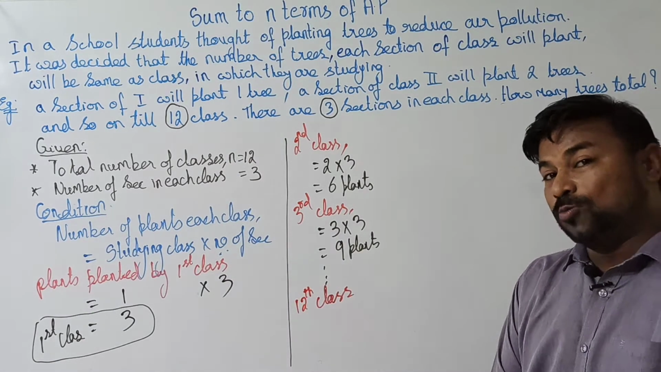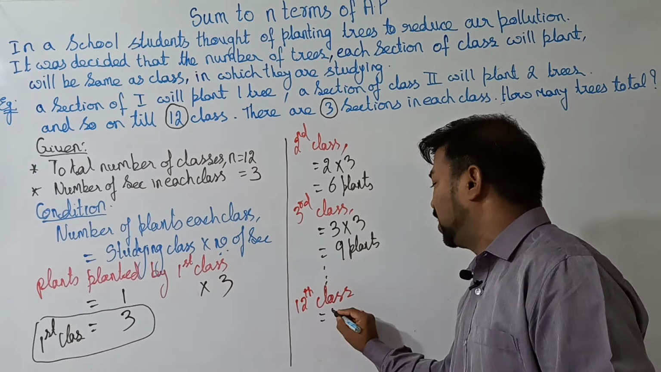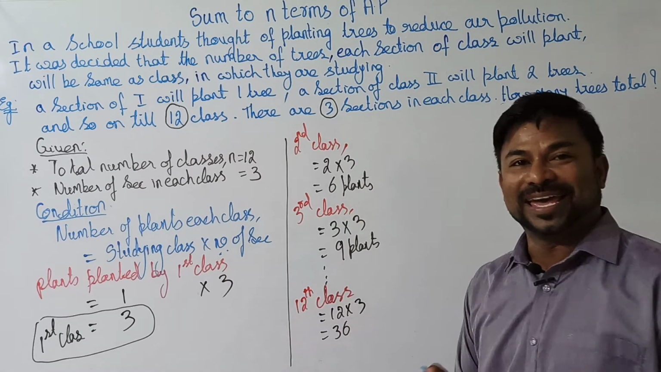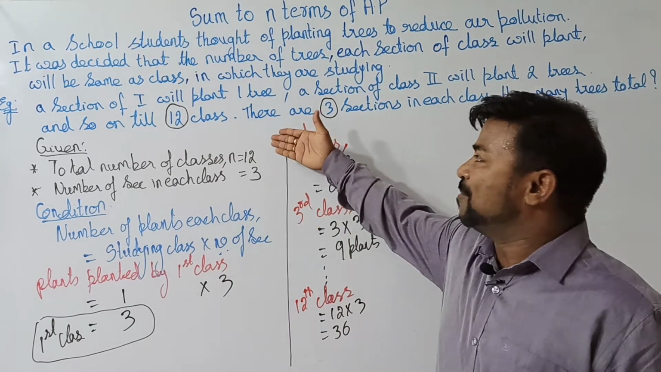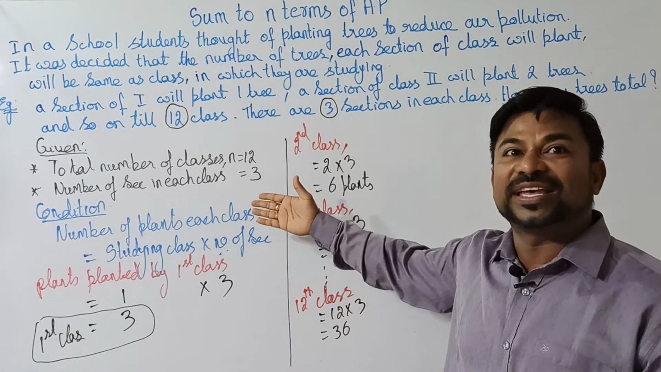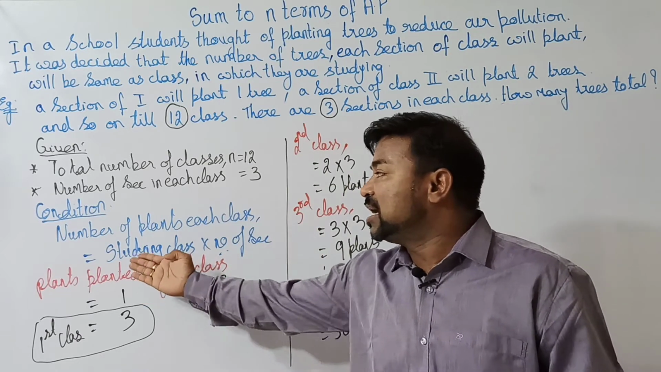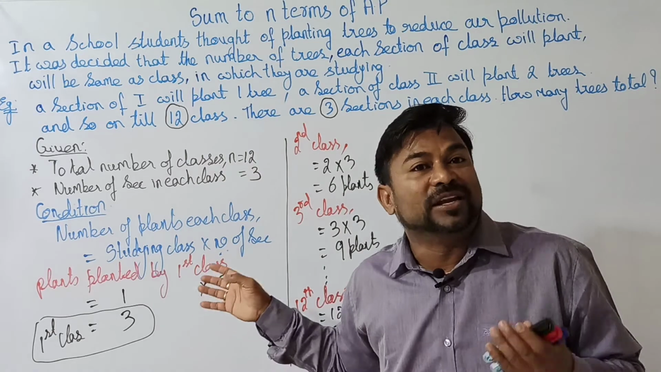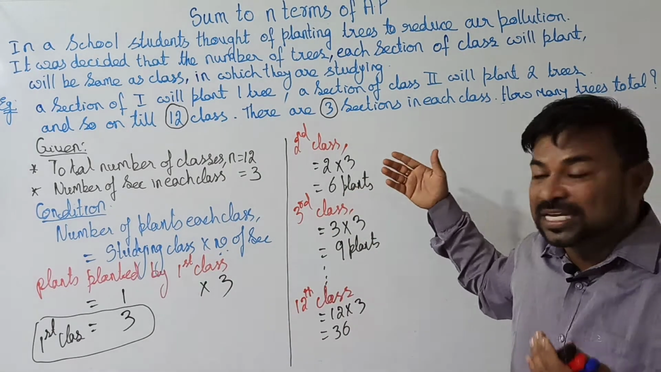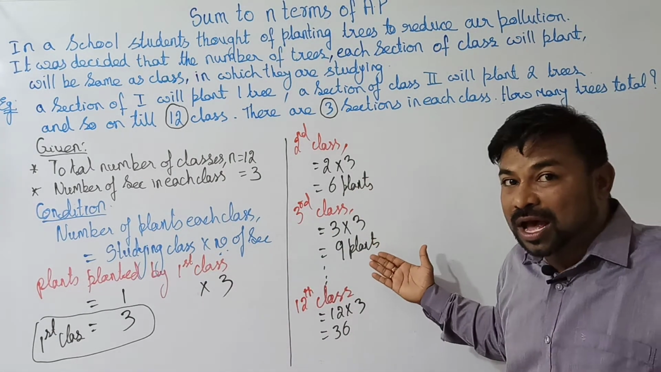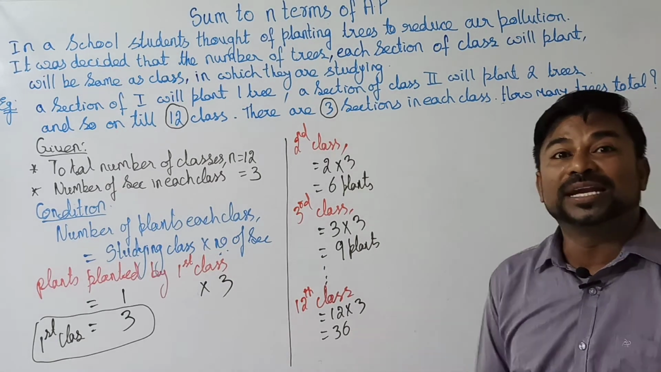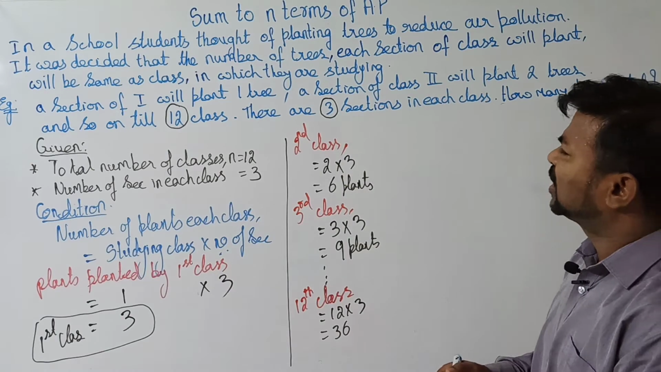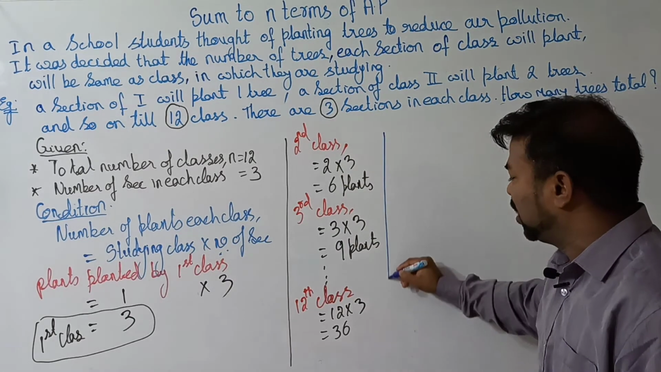How many plants are they planting? It is nothing but 12 into 3, which equals 36. Okay, you got it. Number of classes 12, number of sections 3. The condition they laid by themselves is studying class into number of sections. First class is planting 3, second class is planting 6, third class is planting 9, and the last class is planting 36 plants. Now let us see what kind of series it is following.